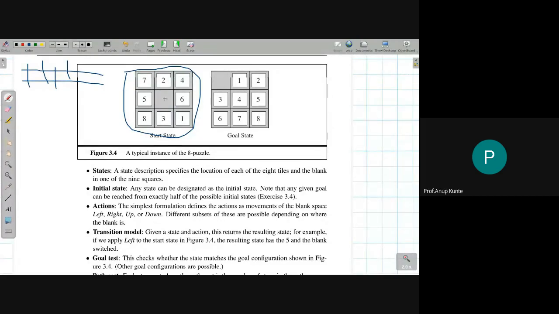Whenever the space is at the center, there are 4 possible actions: up, down, left, right. When the space is on the left bottom, there are 2 possible actions. Any corner position, you will find there are only 2 valid actions, and when it is on the side middle, there are 3 possible actions. So there are very different possibilities of actions, and my transition model needs to take care of this. What are the valid actions, what are the invalid actions when I want to move the space?